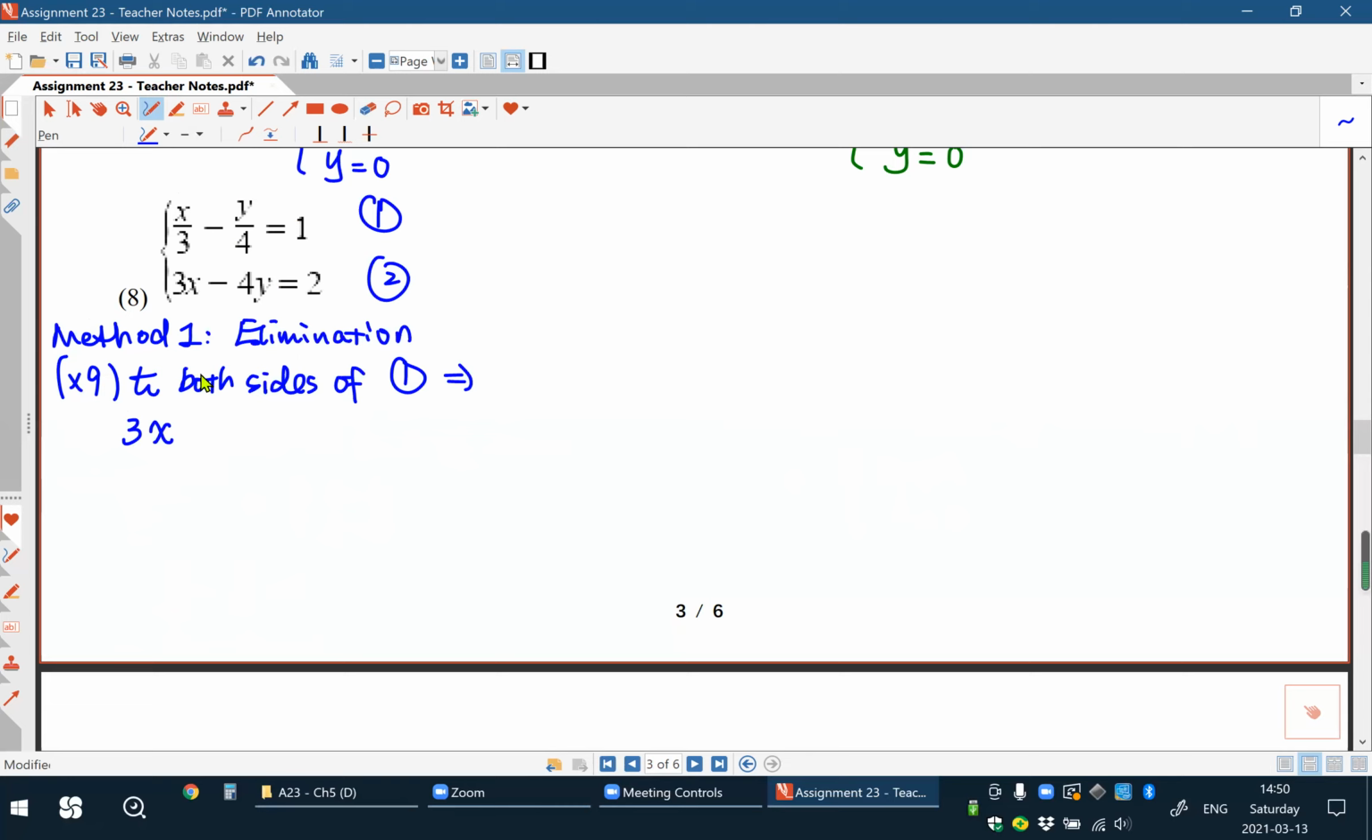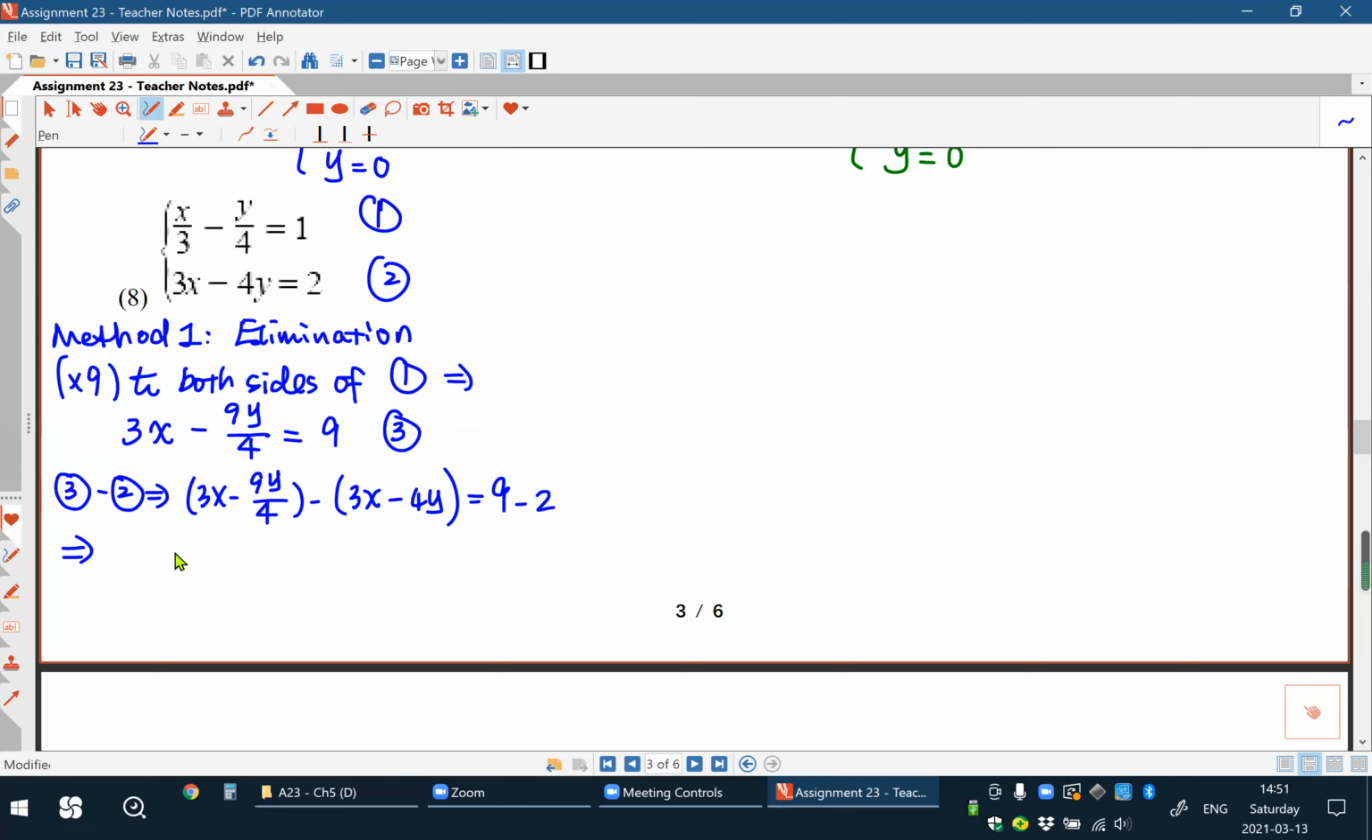Is this 3x? Yes, 3x minus 9y over 4 equals 9, right? Okay, so let's see. This is labeled with 3. And then how do we eliminate x? You can use 2 minus 3 or 3 minus 2, right? So how about equation 3 minus equation 2. And this will give you 3x minus 9y over 4 minus the left-hand side of 2, which is 3x minus 4y. Okay, and the right-hand side is 9 minus the right-hand side of 2.